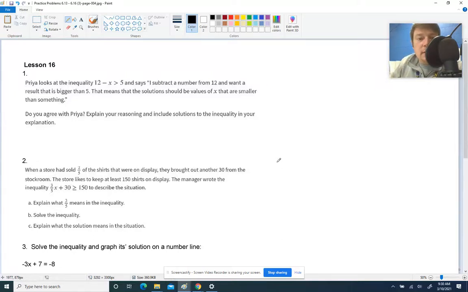Priya is looking at this inequality, and she says, I subtract a number from 12 and want a result that is bigger than 5. That kind of, I subtract a number from 12 and I want something that's bigger than 5. That means that the solutions should be values of x that are smaller than something. Okay. Do we agree with Priya? Explain your reasoning and include solutions to the inequality in your explanation.